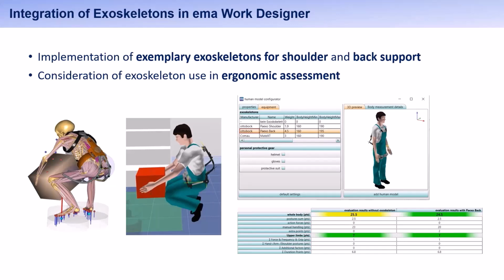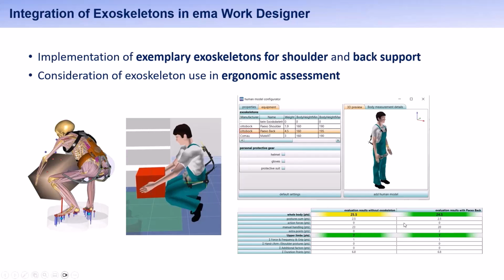That was the first part, to implement an EMA to AnyBody interface, but we have also integrated exemplary exoskeletons for shoulder and back support in the Digital Exonomics research project. Here, we have enriched the human model configurator with several kinds of exoskeletons, and like in AnyBody, we can simulate the exoskeletons in EMA, also with the movements of AnyBody. That was also an addition in the research project. We now have the consideration of exoskeletons for use in ergonomic assessments.